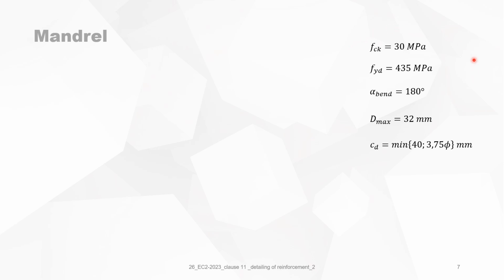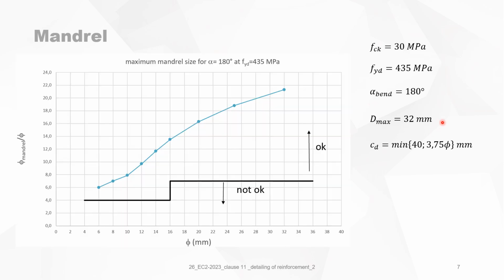We can now take an example for a pin, where alpha, the angle of bend, is 180 degrees, with the same conditions as in the previous example. We look at the graph again, and this time you will see that all mandrel diameters must be bigger than the minimum mandrel diameter at full yielding of the pin, and this for all diameters used.